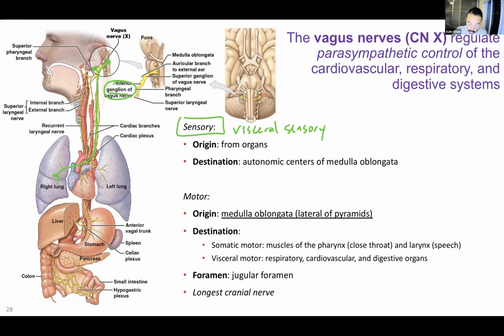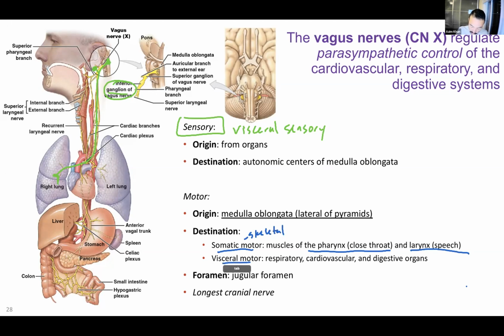For motor, what are we controlling? We're controlling either muscles of the throat to close our throat, muscles of the pharynx to close the throat, muscles of the larynx for speech. So that would be somatic motor, controlling skeletal muscle.